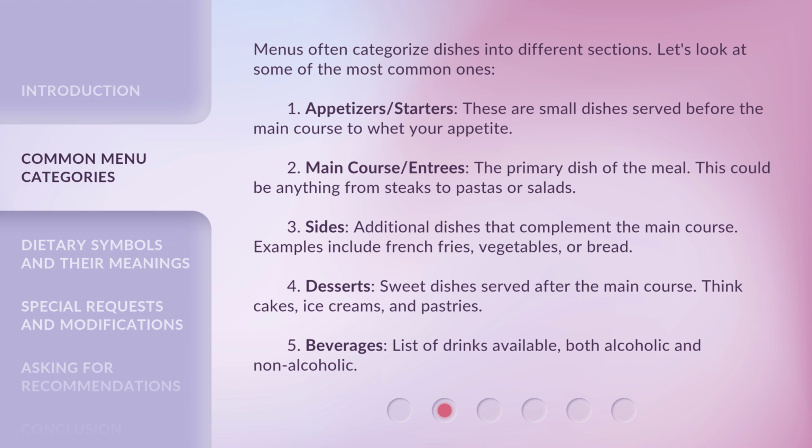3. Sides. Additional dishes that complement the main course. Examples include French fries, vegetables, or bread. 4. Desserts. Sweet dishes served after the main course. Think cakes, ice creams, and pastries. 5. Beverages. List of drinks available, both alcoholic and non-alcoholic.